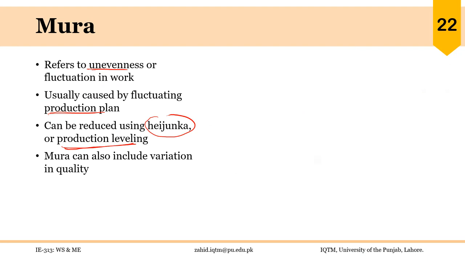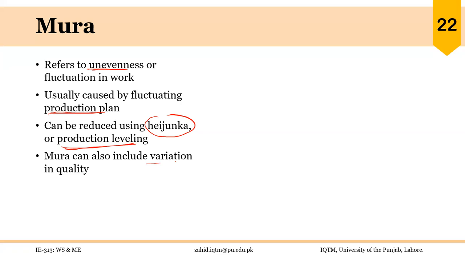Because if you are sure what you have to make, a worker knows what he has to make, and the quantity and the requirements are consistent, then of course you can improve the process. Otherwise it's very difficult because the expectations are not clear. But mura does not relate only to unevenness in the quantity to be produced or work to be done. Mura can also include variations in quality.